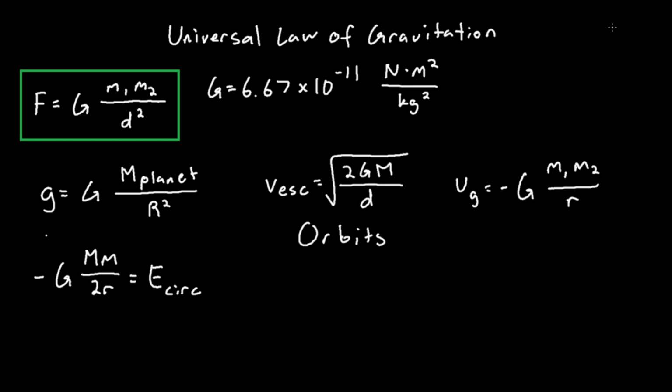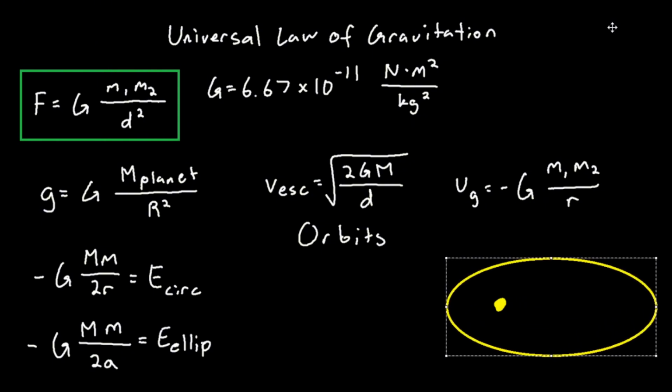So let's write the formula for an elliptical orbit. It's gravity times the mass of the planet, times the mass of the object orbiting, over 2 times a. Okay, well, what is a? Let's draw out an elliptical orbit for you. So we have a sun, planet, doesn't matter. We have a kind of elliptical orbit here.